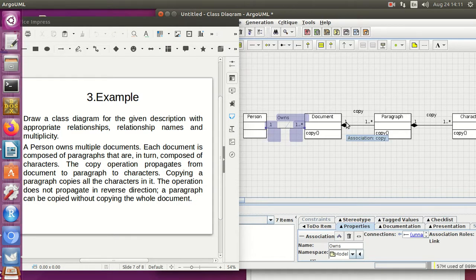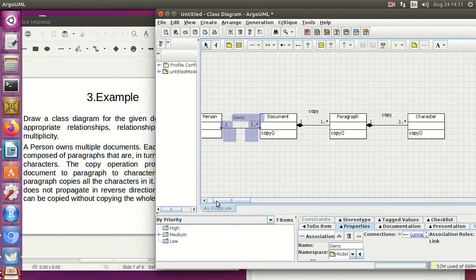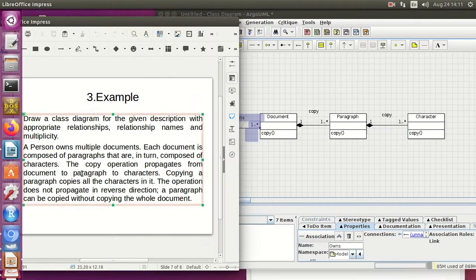Again, each document is composed of paragraphs that are in turn composed of characters. Paragraph is composed of multiple characters, that means one paragraph has one or more characters. So we are using this type of multiplicity, and again we are using copy as the association name between these two. The copy operation propagates from document to paragraph to character.